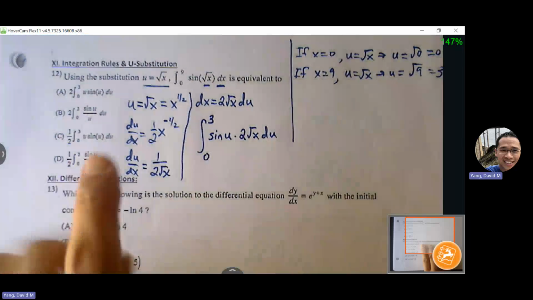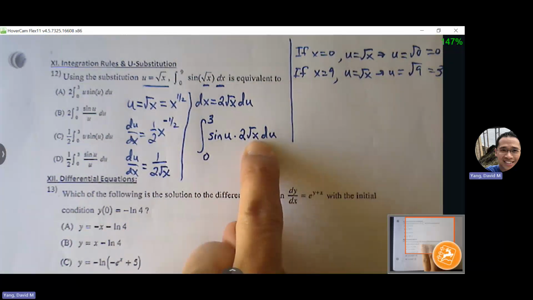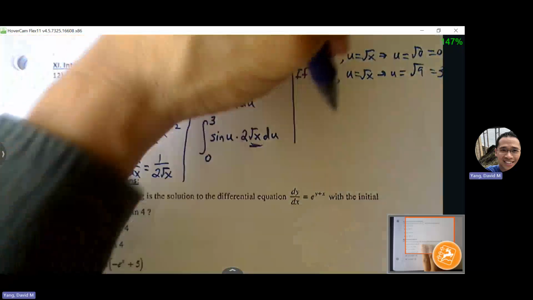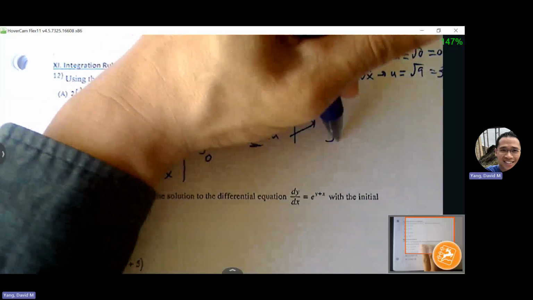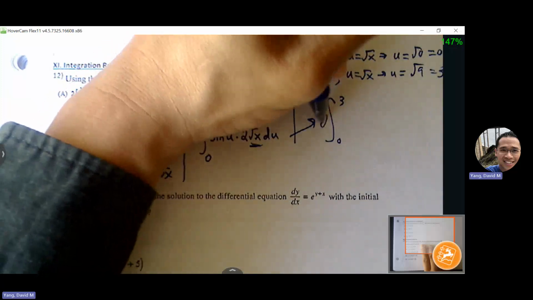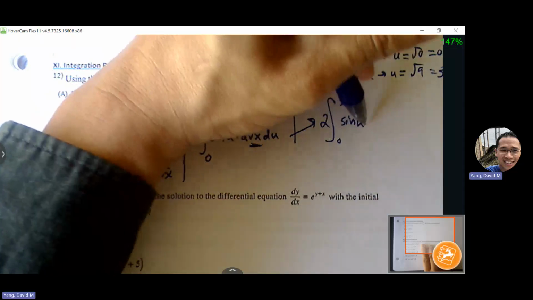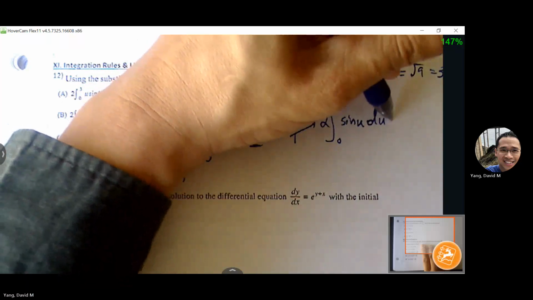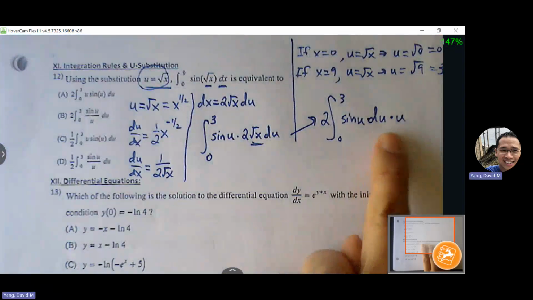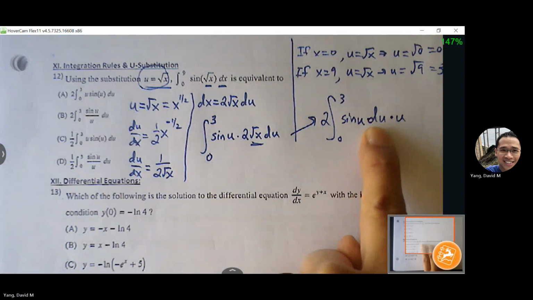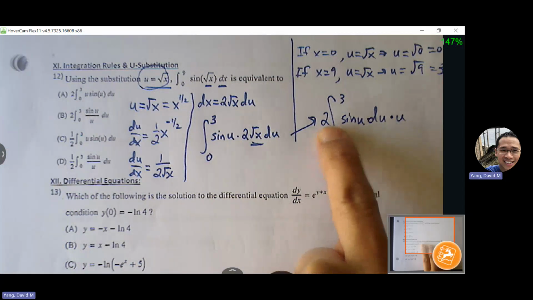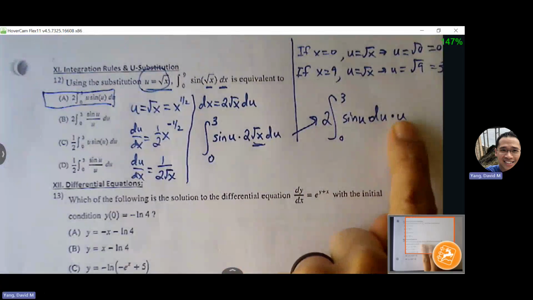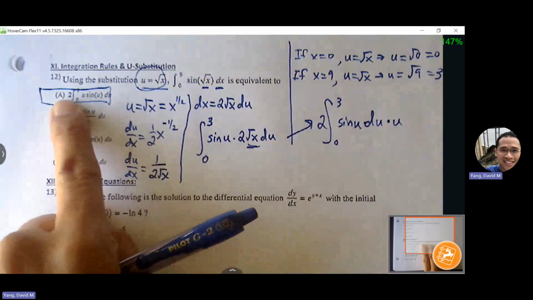But there's one thing that's still sticking out here. I can replace this root x with what? U, because I have that substitution ready, right? I don't have to solve it. I just have to get everything in terms of u, just enough for us to find the appropriate answer. Okay, so basically u sine u with 2 in front and then from 0 to 3. So looks like answer choice A is going to be the best fit. I can put that u anywhere. They just put it in front.